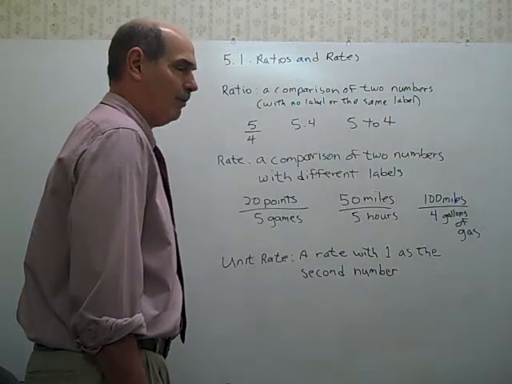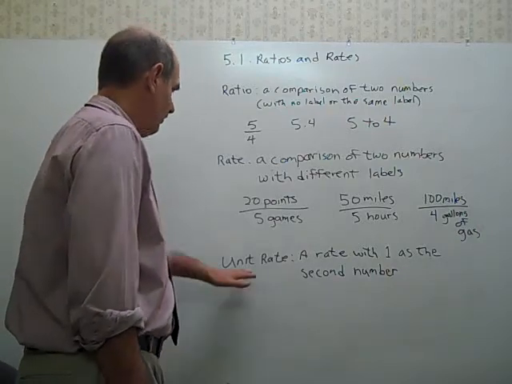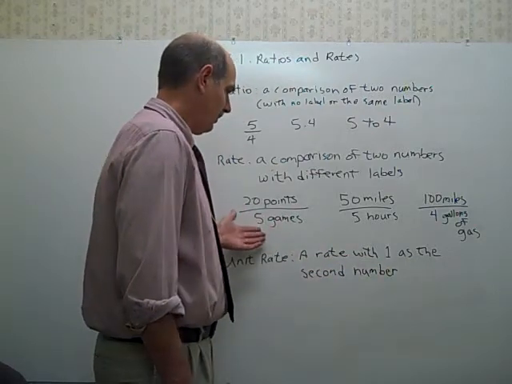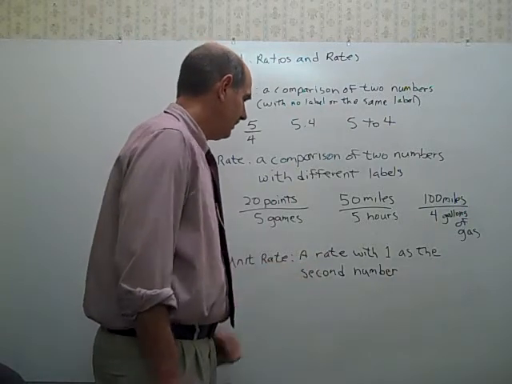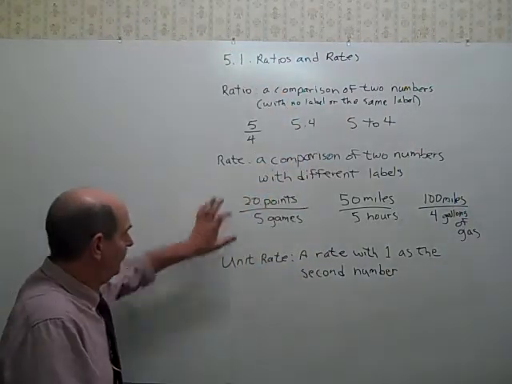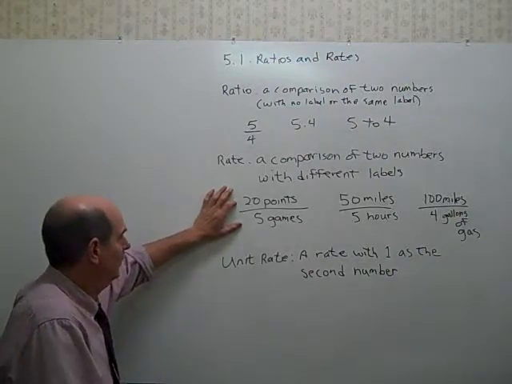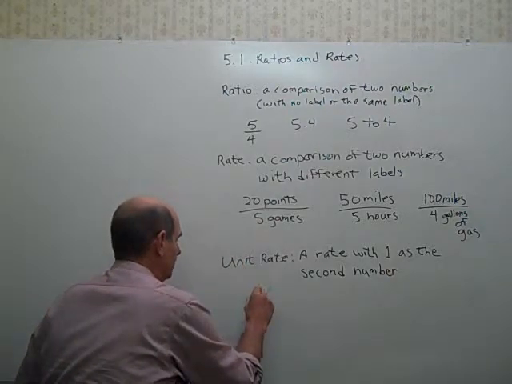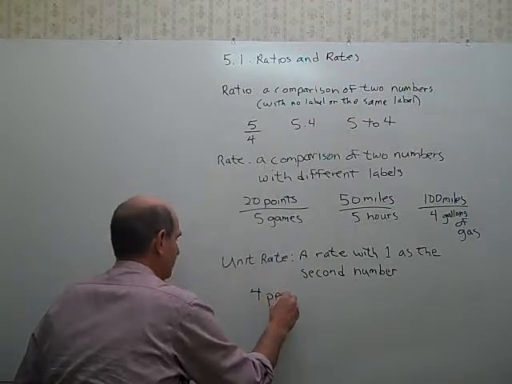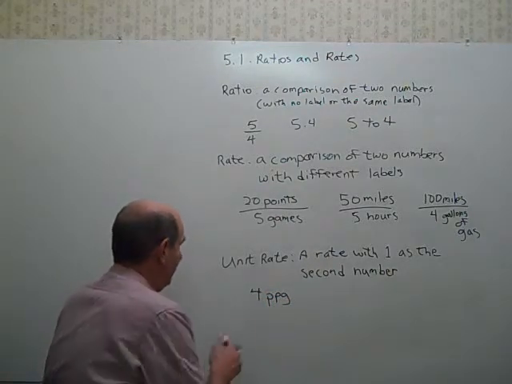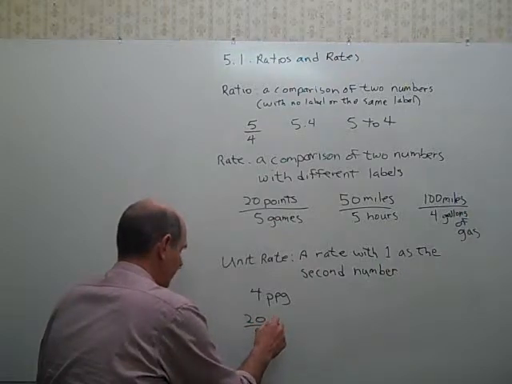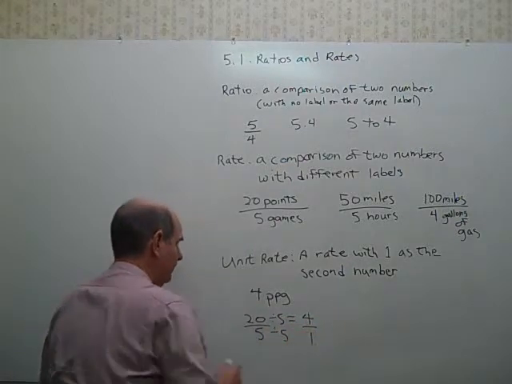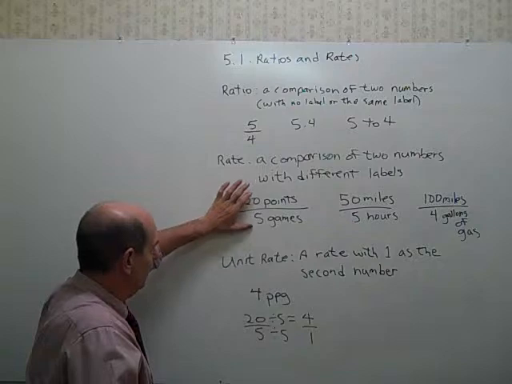Those comparisons are more meaningful when they're expressed as unit rates, which is a rate where the second number, like the denominator in a fraction, is a 1. And it's fairly simple to convert these rates to unit rates, because all you need to do is 20 divided by 5. So this would be a unit rate of 4, and it's often written this way, points per game. And that means points per 1 game. You reduce these the same way you reduce fractions. We divide by 5, and we get 4 over 1. So it's 4 points for every 1 game.